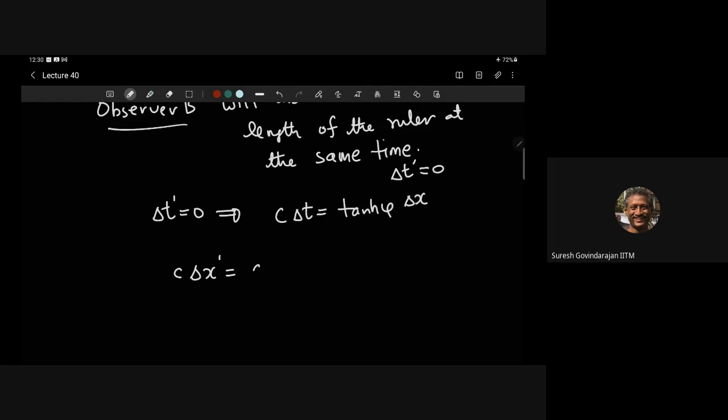What is it? Why is it c delta x? No, it's just delta x prime will be equal to sinh phi c delta t plus cosh, okay.